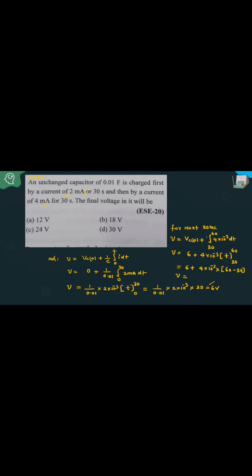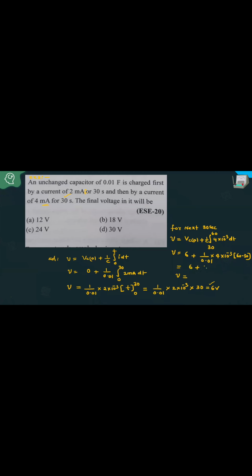Don't forget 1 by C, please. This 1 by C is there, 1 by 0.01. Correct it. Once again, I'm writing. Don't forget 1 by C. This is 6 plus 1 by 0.01 into 4 into 10 power minus 3 into (60 minus 30). Integrate, we get t. After t, you substitute the limits, 60 minus 30. How much is this, friends?